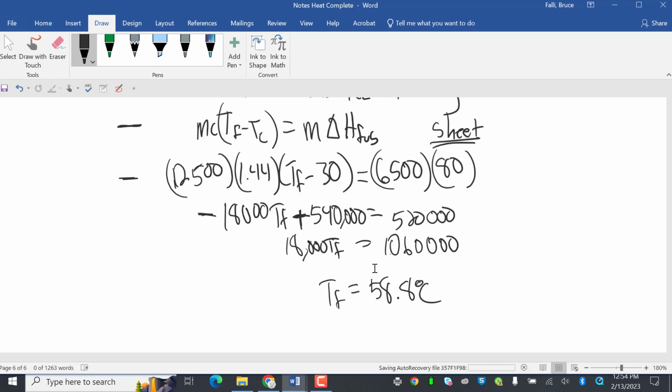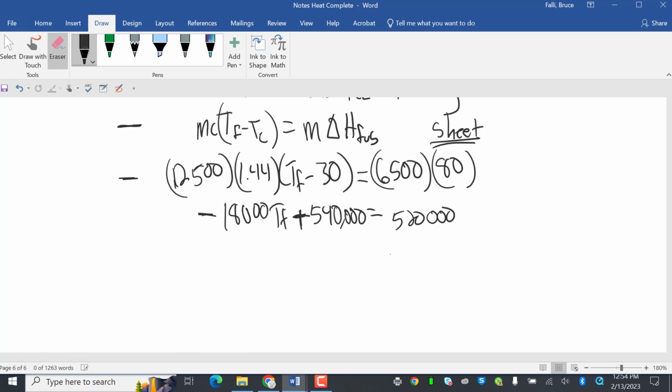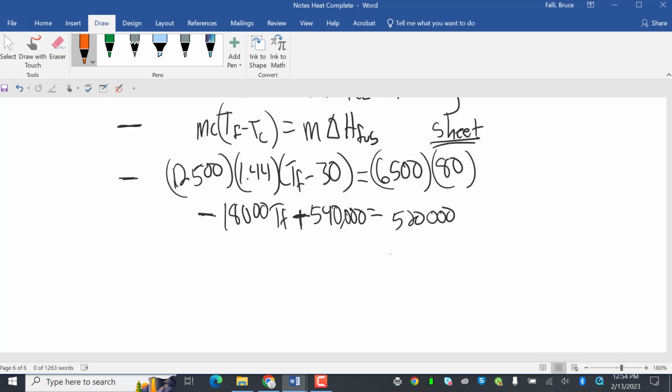Oh. So let's take a look. That didn't make sense. When my big chunk of ice made the room hotter, shame. So let's do this with the corrected in red, maybe. So this would be negative 18,000 T sub F equals 520,000 minus 540,000, which equals negative 20,000.